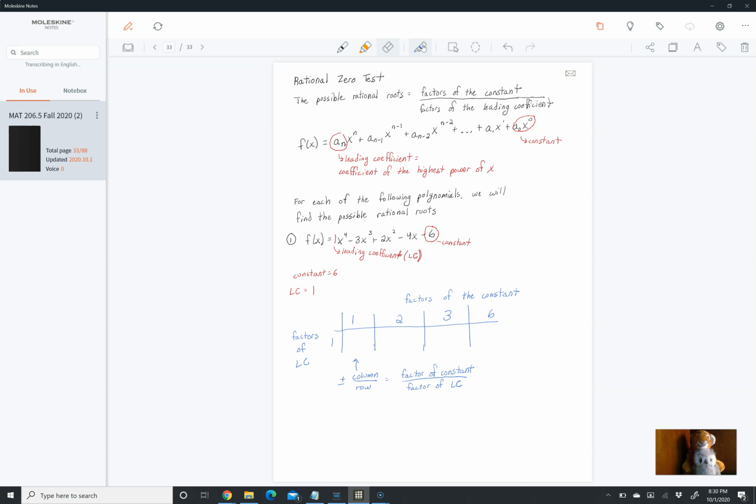So let's do that. Here we have 1 over 1, and simplify it, that's 1, plus or minus. Here we have 2 over 1, plus or minus. 3 over 1, plus or minus. And 6 over 1, plus or minus. Which means that here are our possible rational roots.